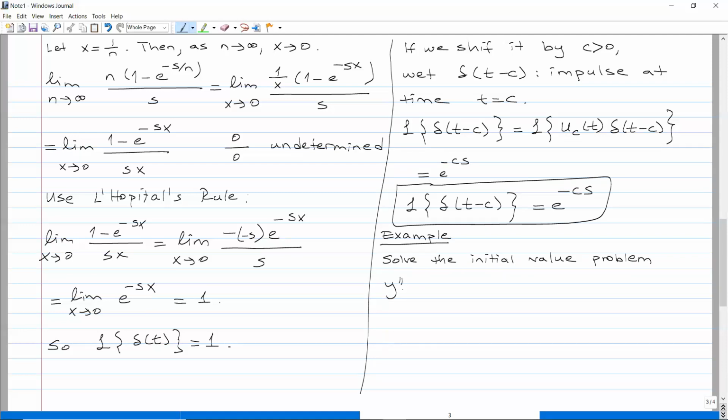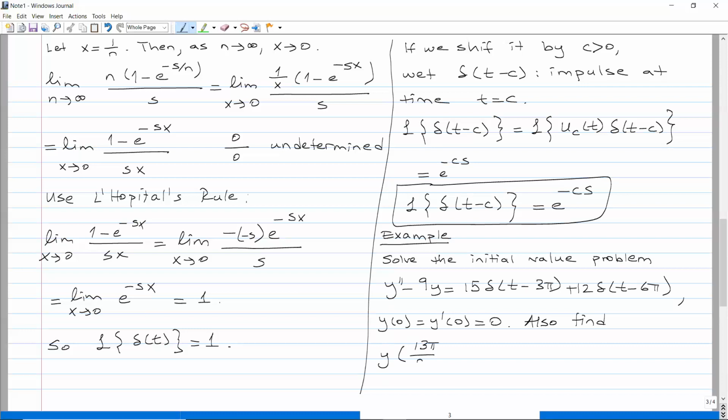y double prime minus 9y equal to 15 delta of t minus 3 pi plus 12 delta of t minus 6 pi, with initial conditions y(0) and y'(0) equal to 0. And also find the value of the solution function at t equals 13 pi over 2.